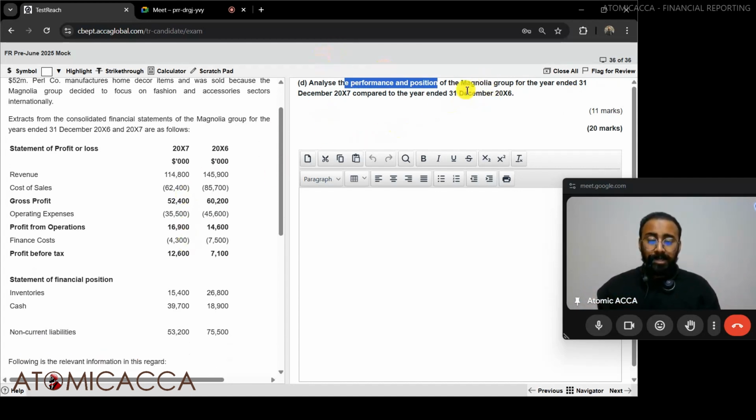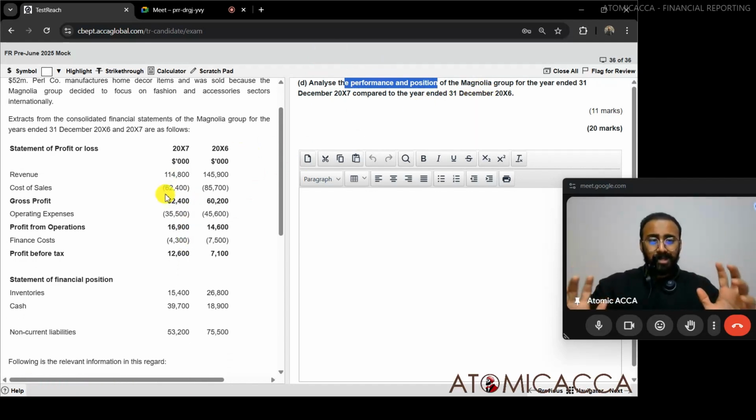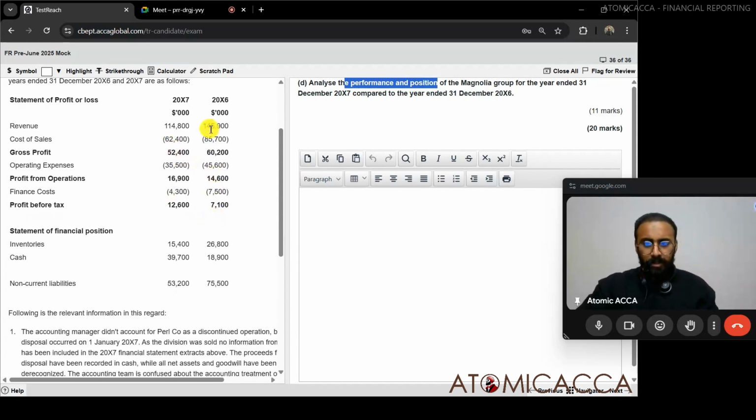Now they want the analysis of the group. What's majorly different in this group analysis? Last year the group was 2 companies basically, the Magnolia Group with Pearl Company, and currently it is Magnolia Group without Pearl Company. So we can try getting an analysis from these numbers over here. We have 20x6 with 2 companies, 20x7 without Pearl Company.